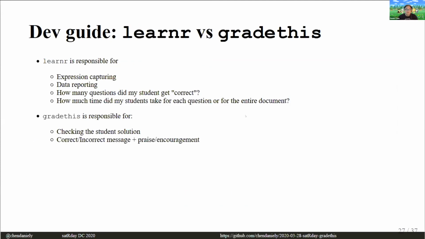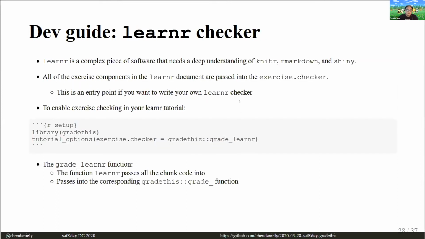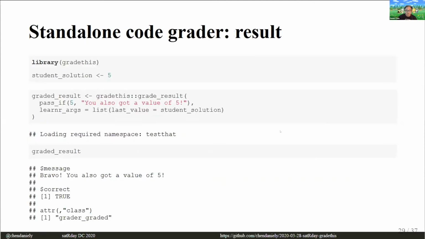So the dev guide for learnr versus gradethis. Learnr is responsible for all of the handling of bits and pieces, and gradethis is responsible for just checking the solution. So there is a learnr checker. At the very beginning of a learnr document, you set exercise checker equals learnr checker. This is the entry point from learnr into gradethis. So if you want to write your own custom grading function for a learnr document, this is the entry point that you would need. And this function takes care of all of those chunk bits and then passes it on into the gradethis package functions. And that means that you can actually use gradethis as a standalone code grader. So if we library gradethis, you can have a student solution that's equal to 5.